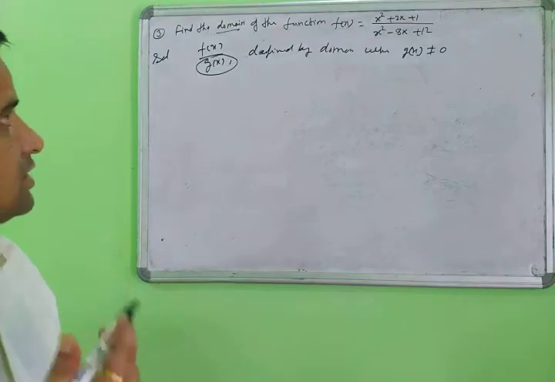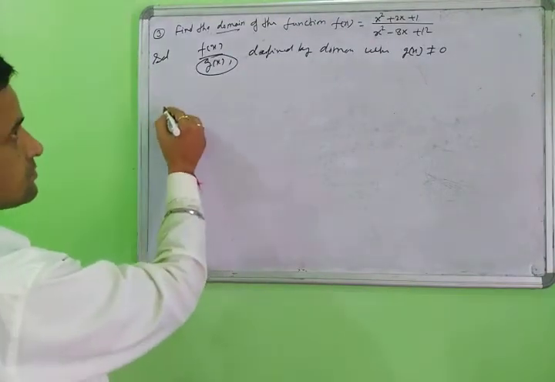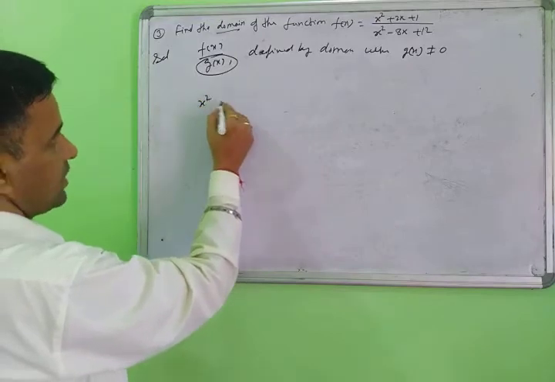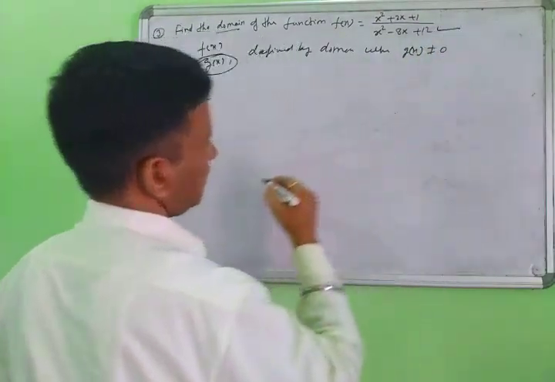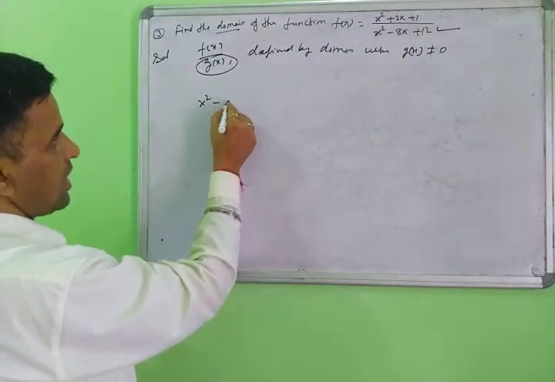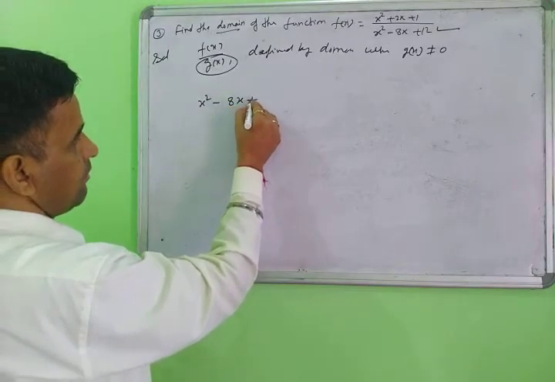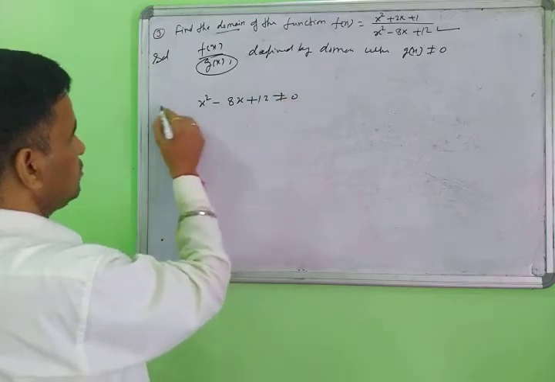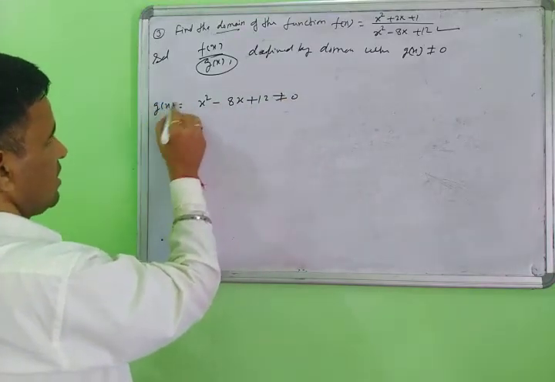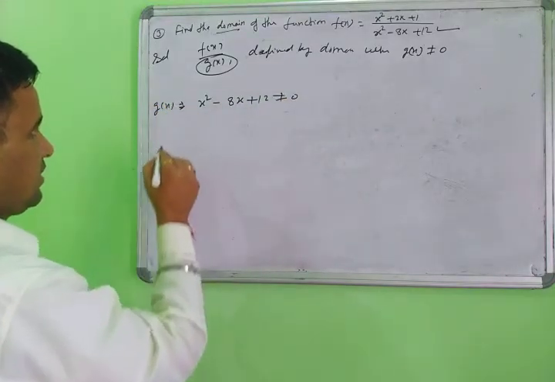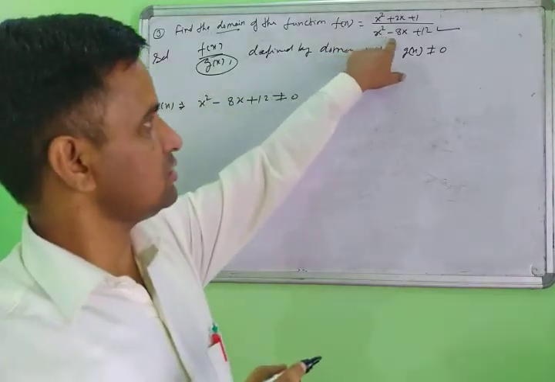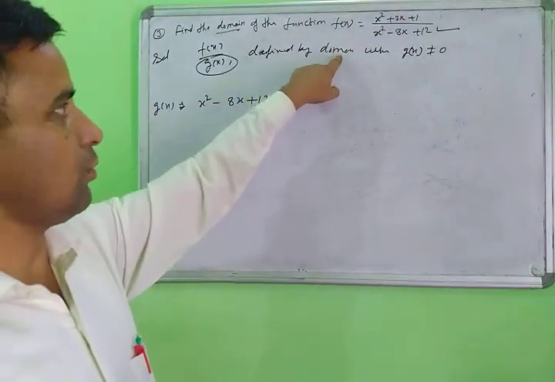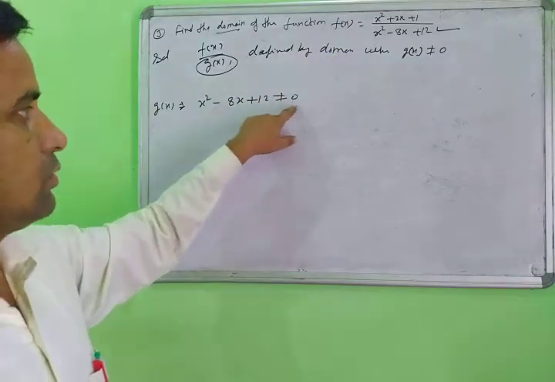Now start the solution here. First, what is the denominator here? This is your denominator part: x square minus 8x plus 12 does not equal to 0. This is your g(x) part. The g(x) does not equal to 0 when you find the domain.